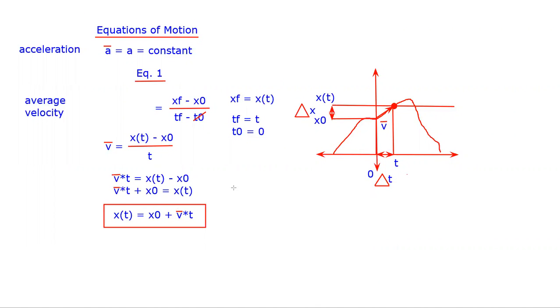And we could actually make that go to 0. All you would need to do is move this x-axis to this point. And so there, we would make that equal to 0. And then we would just have x as a function of t equals average v times t. And that's our first equation.